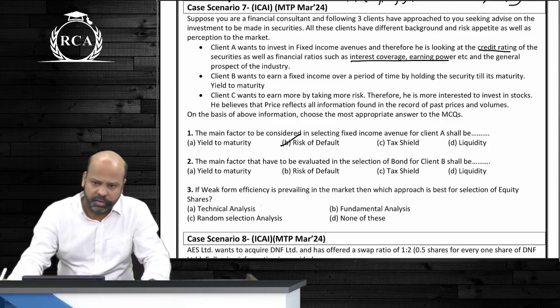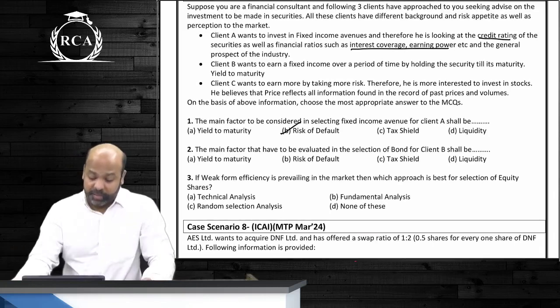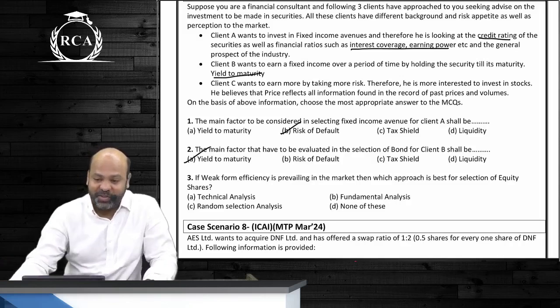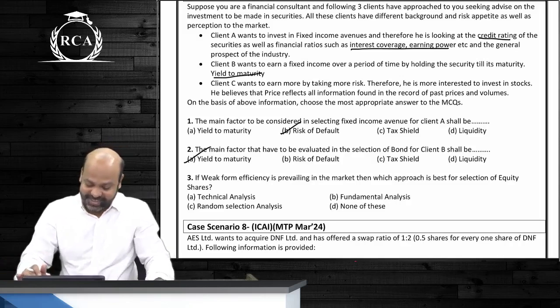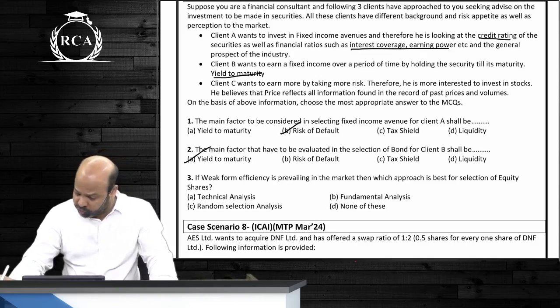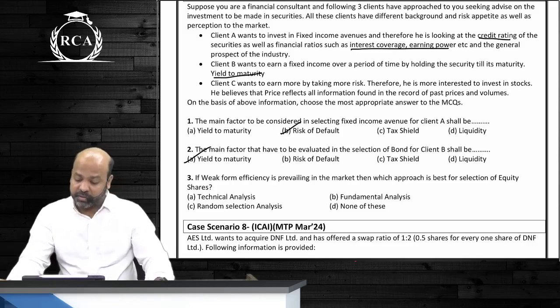याद है? The main factor that needs, client B का पढ़ो ऊपर. Client B wants to earn a fixed income over a period of time by holding the security till its maturity. ऊपर ही आंसर आ गया वो. Yes guys, yield to maturity. If client C wants to earn more by taking more risk, therefore is more interested to invest in stocks, he believes that price reflects all information found in the record of past prices and volumes.